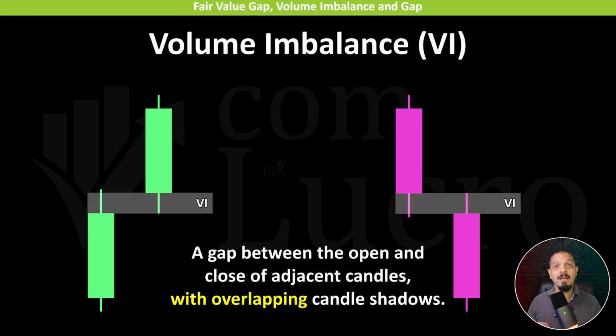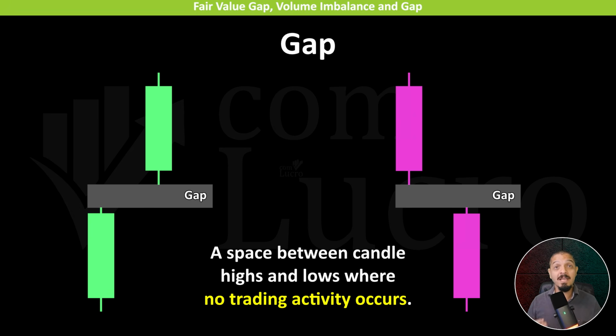A volume imbalance occurs when there is a difference between the open and close of adjacent candles, even though trading activity exists within that area because the candle shadows overlap. A gap, on the other hand, occurs when there is a complete absence of trading activity between candles. In a bullish gap, there is space between the high of the first candle and the low of the second candle.